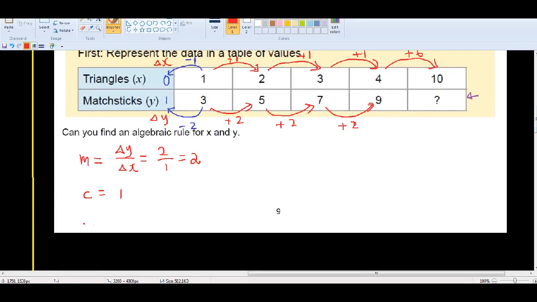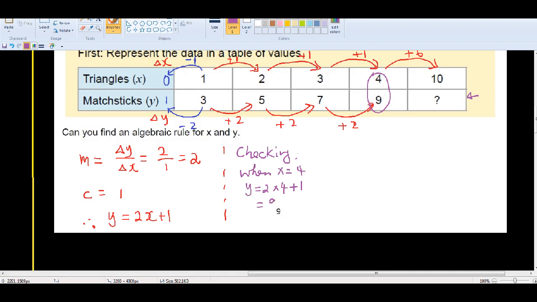So we have a relation y equals 2x plus 1. Of course, we need to do our tracking. So we use 4, 9. Always do the tracking. When x equals 4, y equals 2 times 4 plus 1. Is it really 9? Yes, so it is correct. Now we are quite happy with our algebraic expression because it satisfies all the data provided.